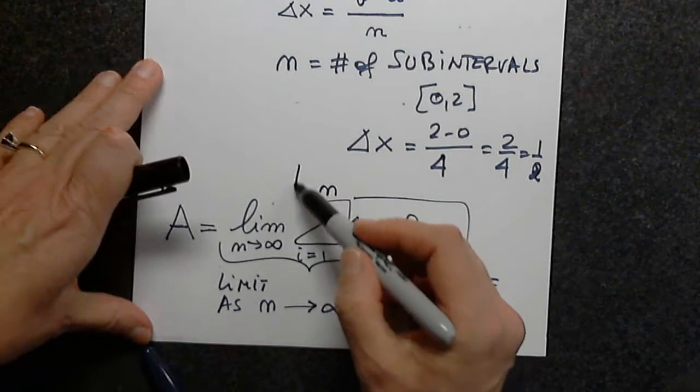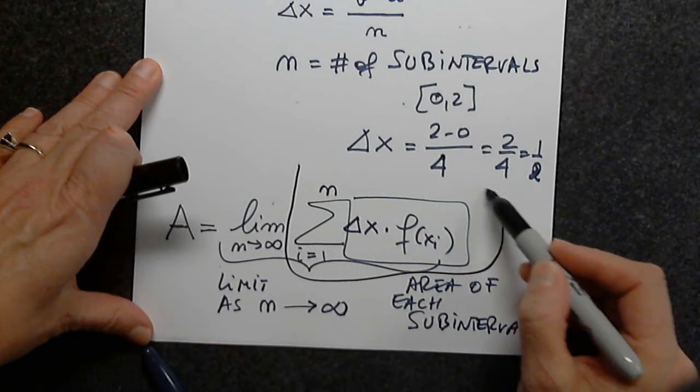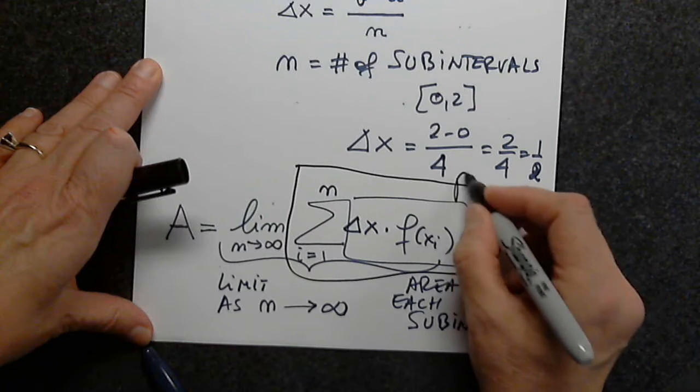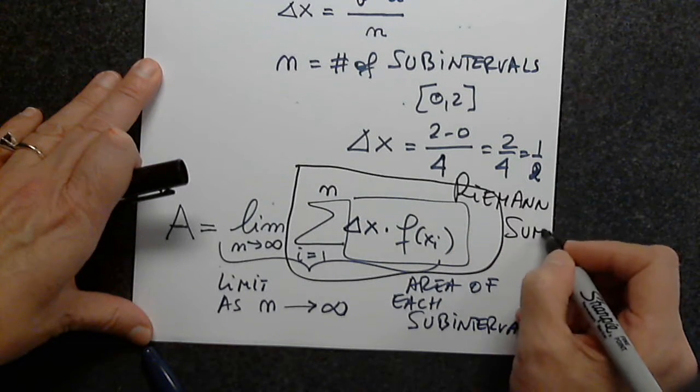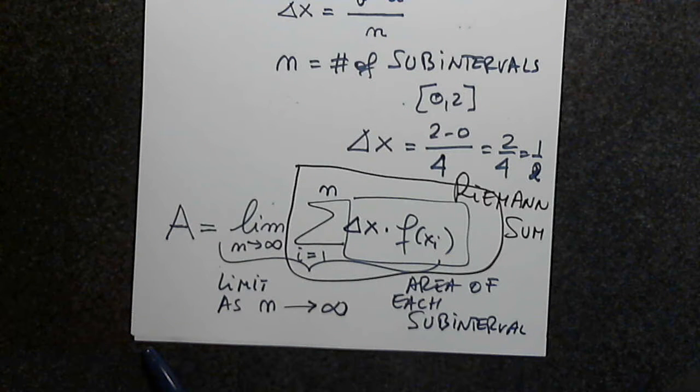Okay, this has a name. Riemann Sum. It bears the name of the mathematician who came up with it. The Riemann Sum.